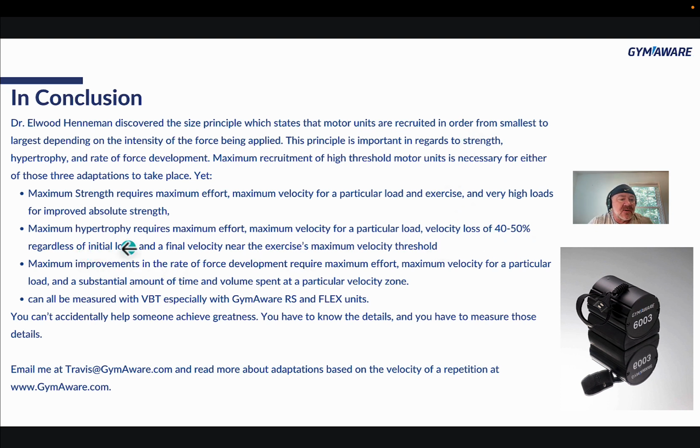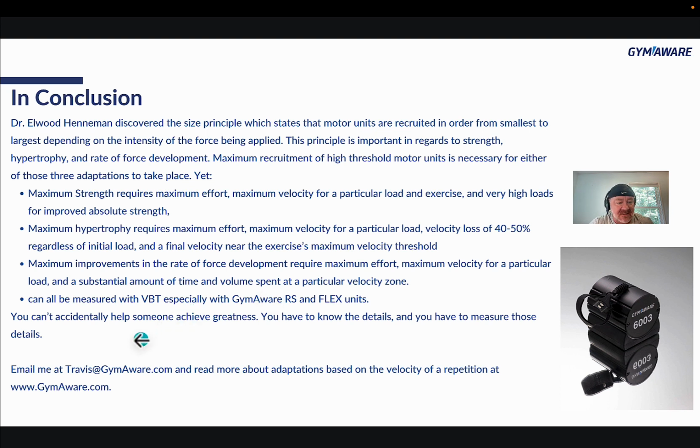And regardless of the initial load, final velocity needs to be somewhere near an exercise's minimum velocity threshold. I should have said whatever the slowest velocity is at which the movement can be performed. So maximum improvements in the rate of force development require maximum effort, maximum velocity for a particular load, and a substantial amount of time and volume spent at a particular velocity zone, whatever you deem important. It can all be measured with VBT, especially with GymAware RS and flex units, which is all I use.